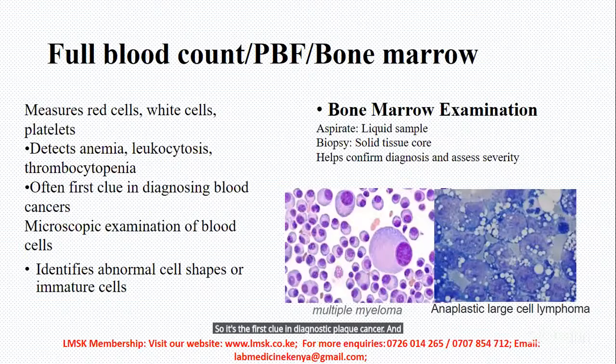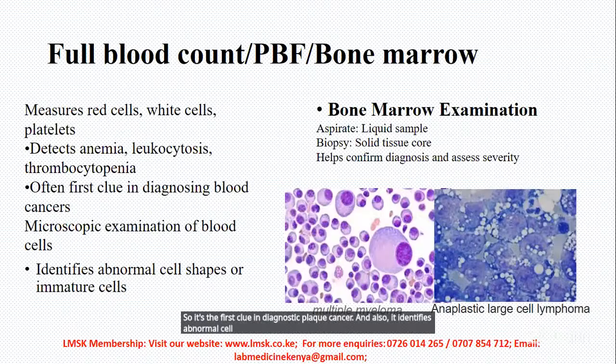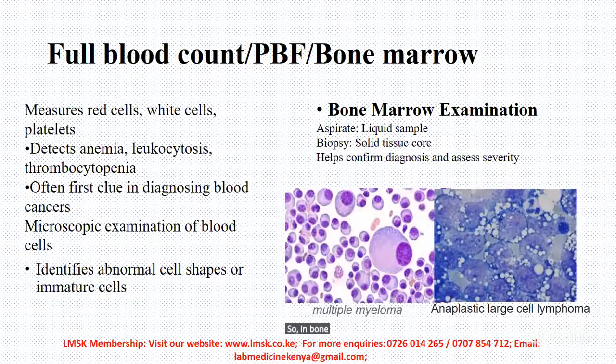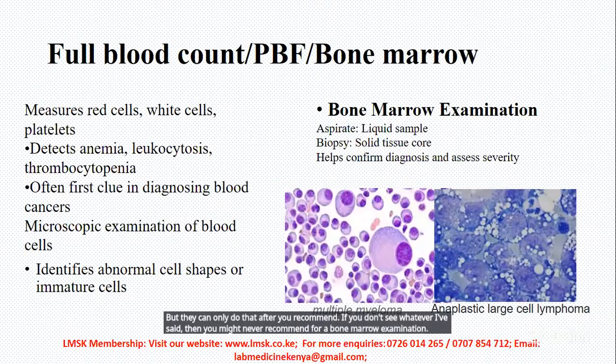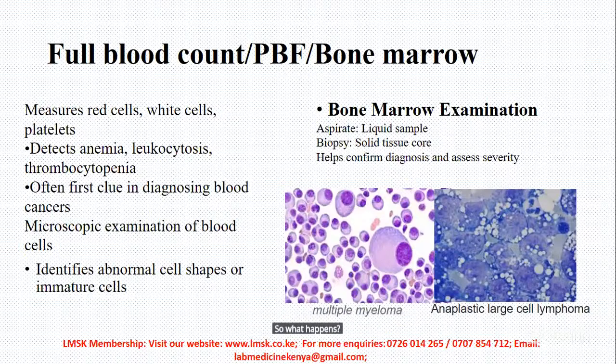And it also identifies abnormal cell shapes and immature cells. Immature cells: blasts, promyelocytes, myelocytes, metamyelocytes, all those are immature cells. So in bone marrow examinations, which are mostly done by pathologists, they can only do that after you recommend. If you don't see whatever I've said, then you might never recommend a bone marrow examination. Mostly, you can take a bone marrow liquid sample in an EDTA bottle, or they use biopsies where they pick part of the bone tissue. It helps confirm the diagnosis and also assesses the severity of the condition.